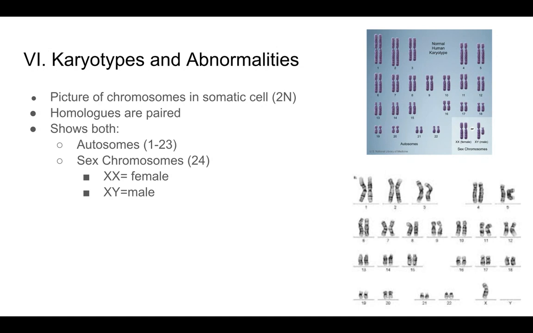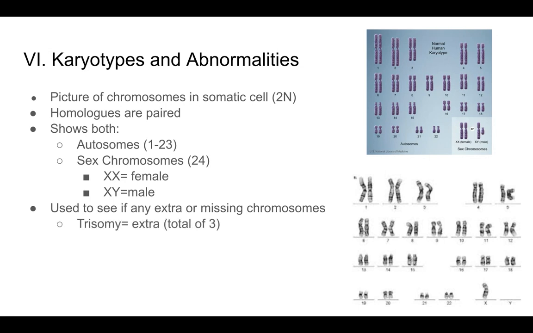So various traits like that on the X chromosome versus the Y chromosome. We use these snapshots, these pictures, these karyotypes, to see if there's any extra genetic information, any extra chromosomes in a person's body cells, or if maybe we're missing some information.